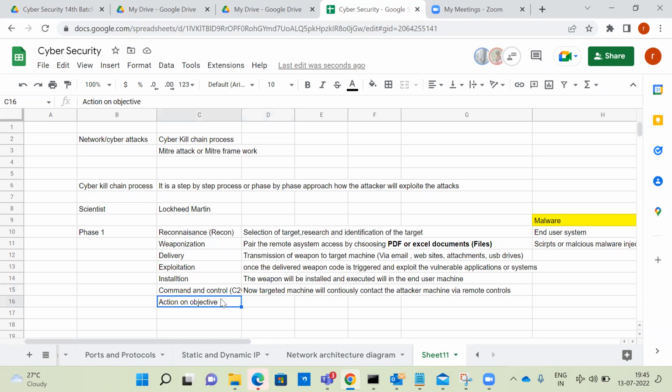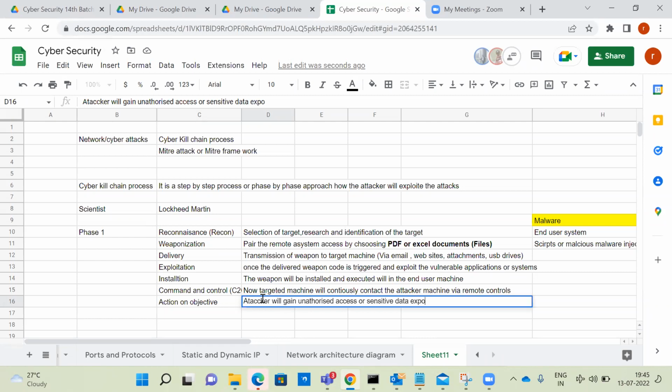Okay. Actions on objective. Finally, what will the attacker do? The attacker will achieve the objective. He will go for data exfiltration, nothing but exploiting the sensitive data or copying the data. Finally, he will gain unauthorized access or sensitive data exposure to the target machine. Finally, he will ask for money, he will blackmail for money and so on.